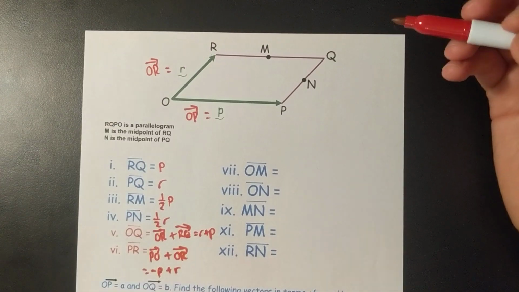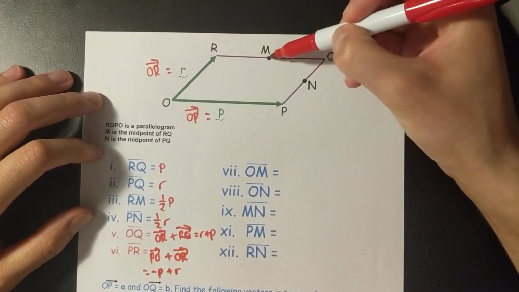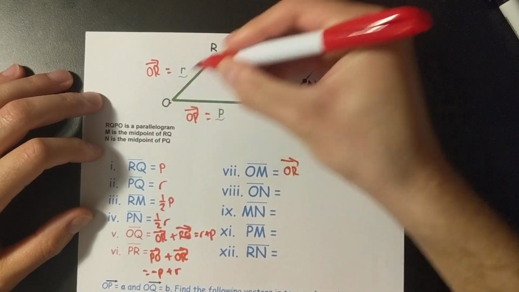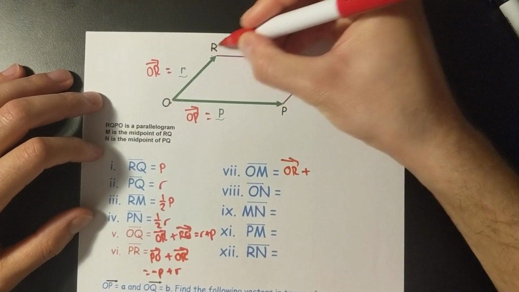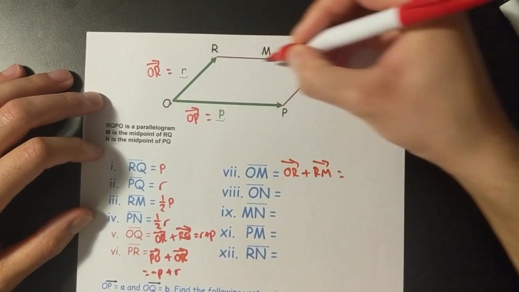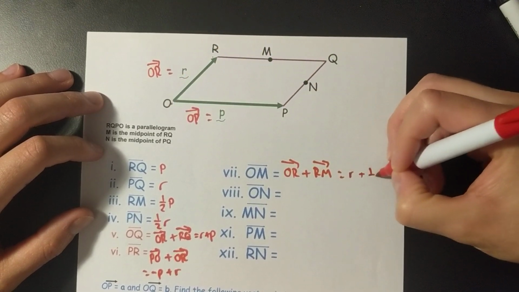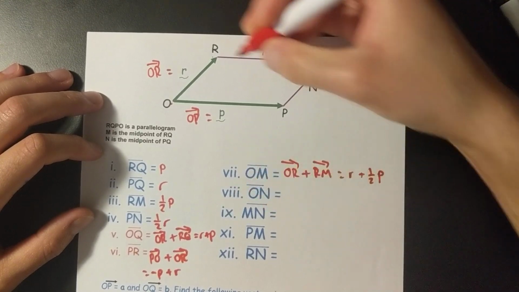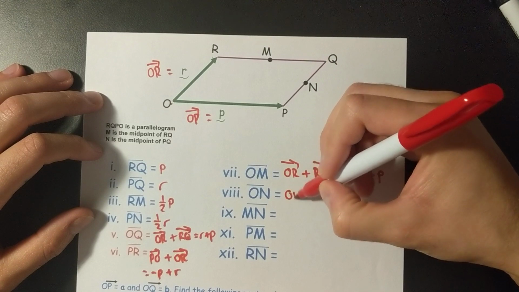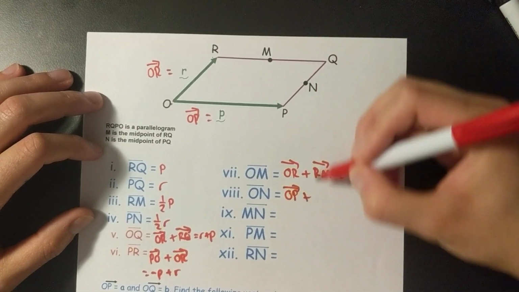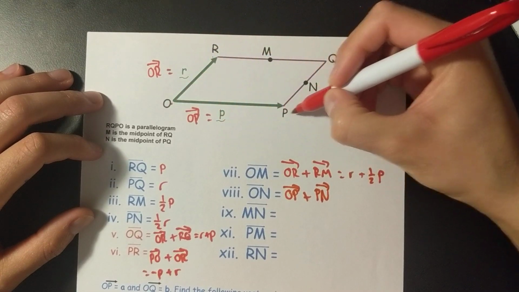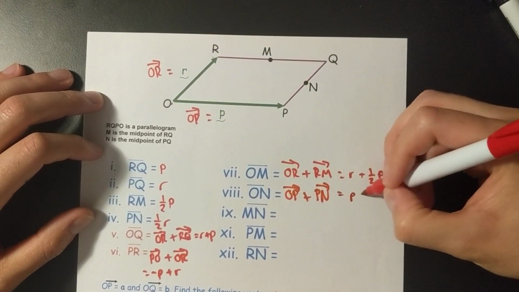All right, let's get even trickier. O to M. So O to M is going to be me doing O to R, so it's from here to here, and then going from R to M. So that's going to be R plus half P. O to N is going to be going from O to P, and then P to N. So that is P plus half R.